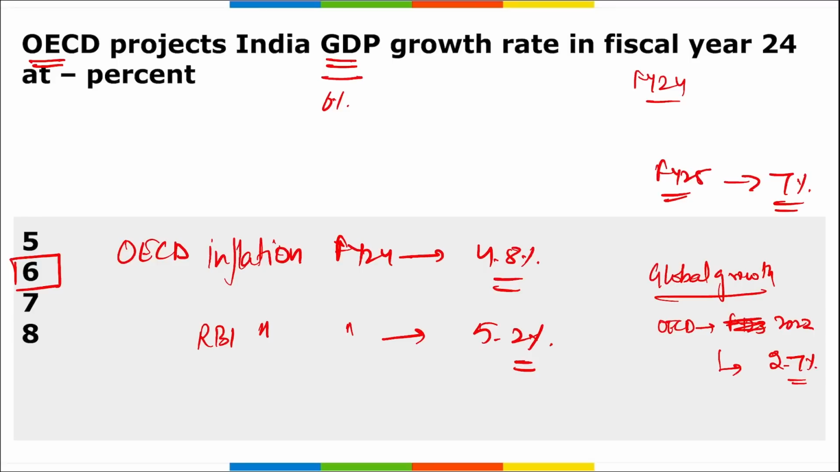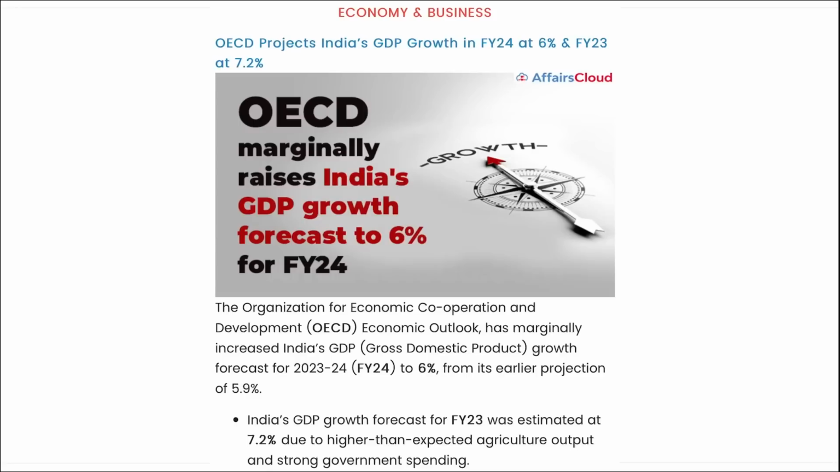So these are some projections that you need to remember. Here you can see it is your OECD that projected India to be growing at 6% in fiscal year 24 and for fiscal year 23 at 7.2%.